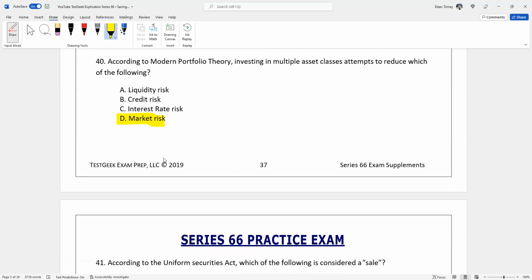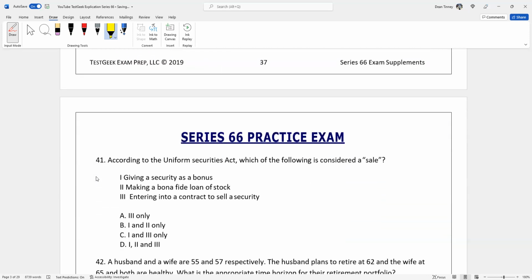So what I'm trying to do is get the maximum risk and reward out of a portfolio. And while we can't reduce it entirely, we can take action to mitigate that through this idea of negative correlation. By the way, I don't particularly care for this question, but it's not liquidity risk. Modern portfolio theory isn't about liquidity risk. It's not about credit risk. It's not about interest rate risk. It's about market risk. So I should have got it that way.